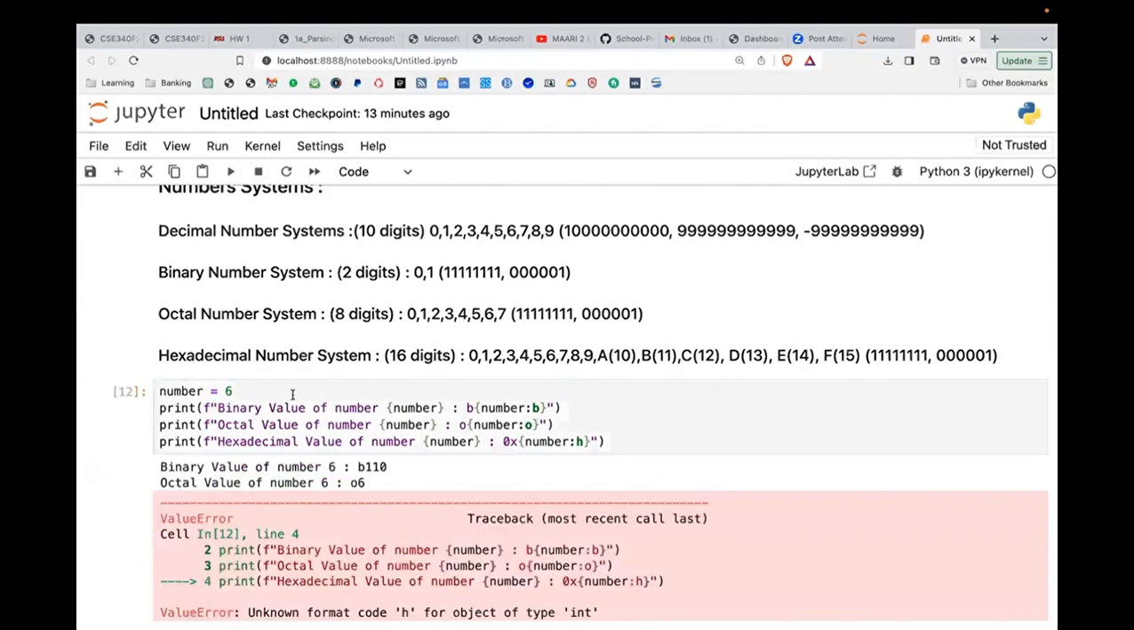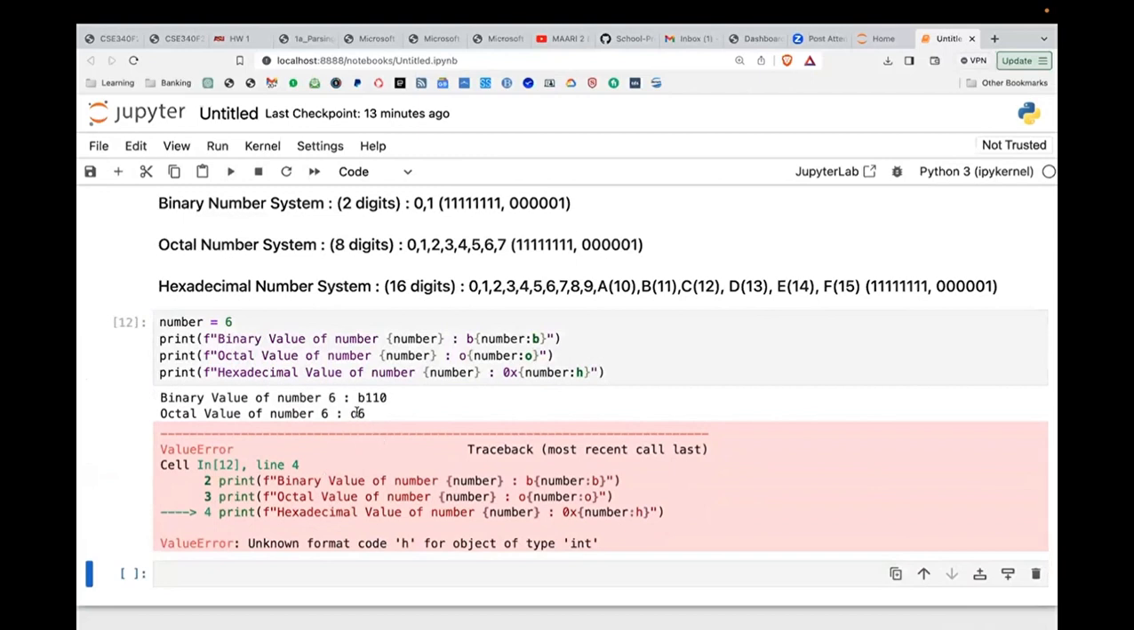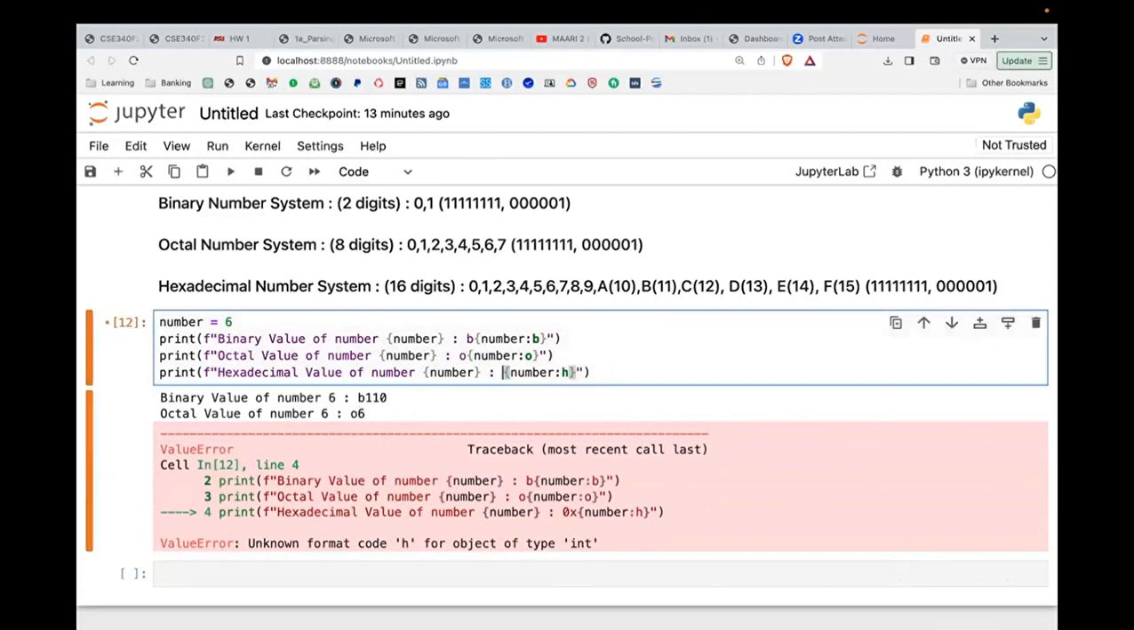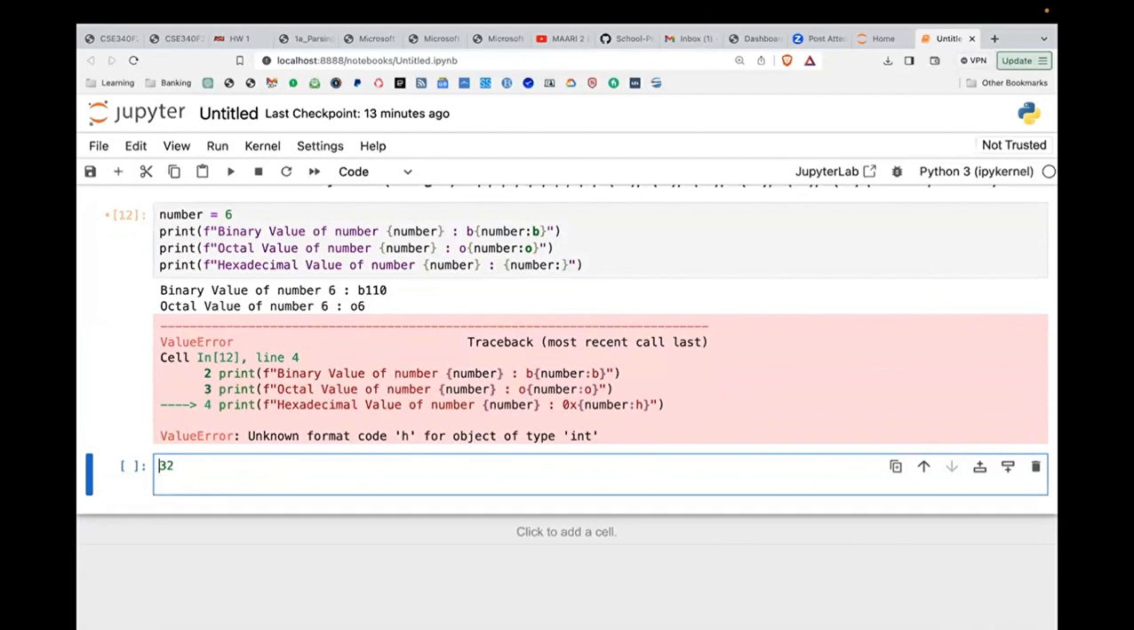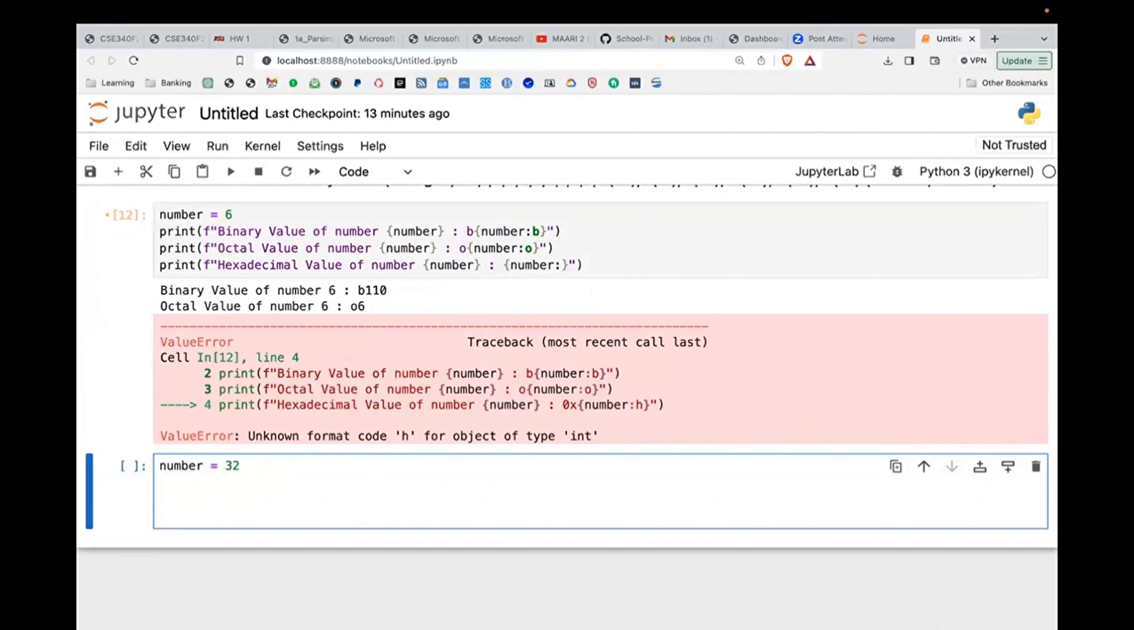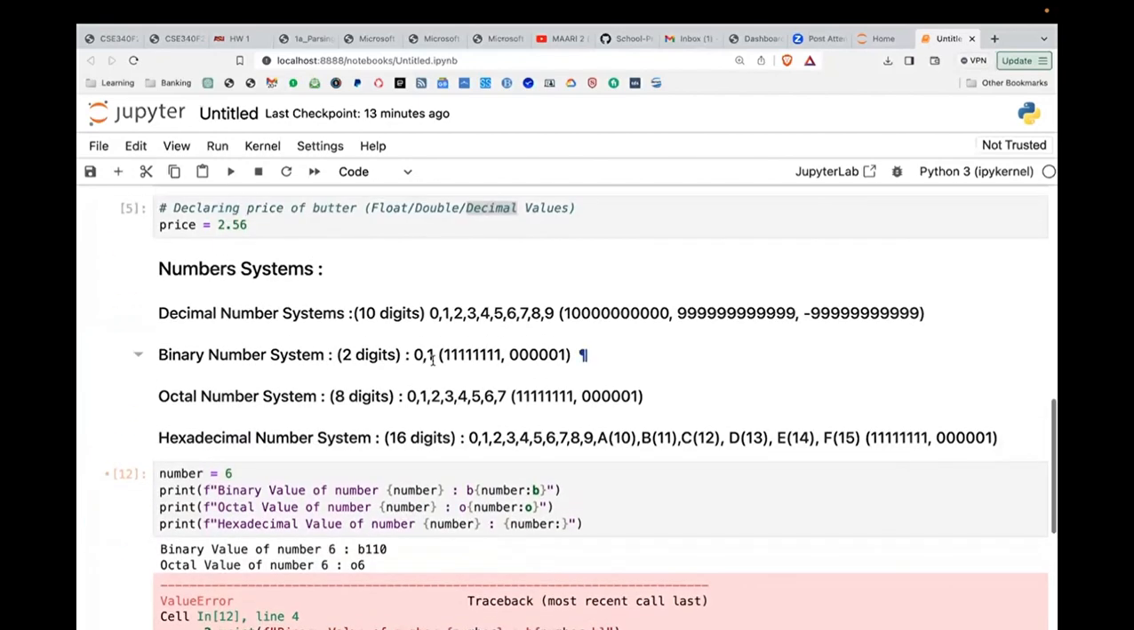Can you explain the binary value of the number 6? Why is it 110? I can tell you, but this is beyond the language itself. I can show you an example with any number. You can give me a slightly bigger number, like 32. My number is 32. How will I get the binary of 32? You know how many digits there are in binary? 2 digits, right?